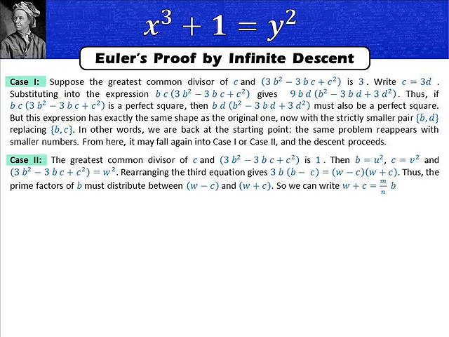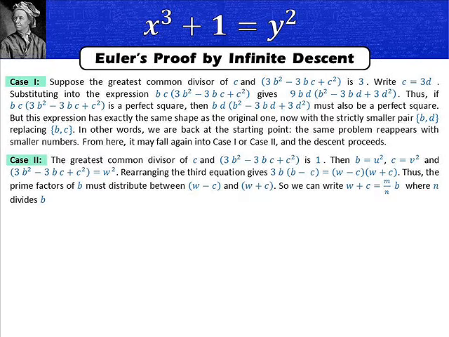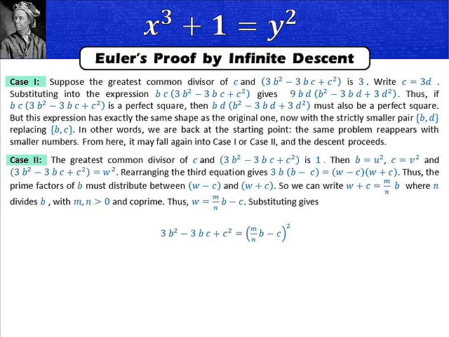So we can write w plus c equals m over n times b, where n divides b, with m and n positive integers and coprime. Thus, w equals m over n times b minus c. Substituting gives this expression.